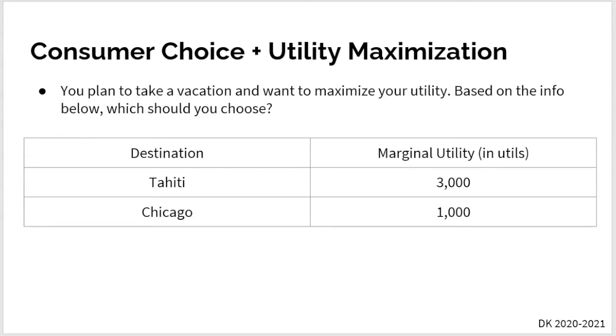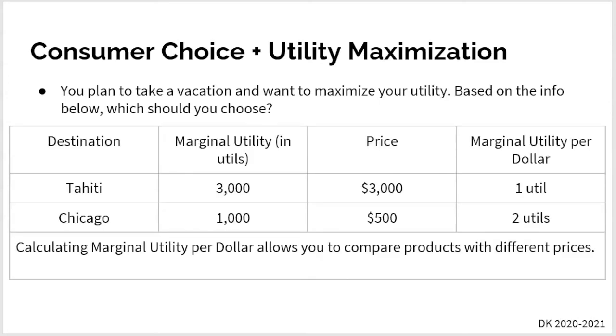Well, just looking at it at a broad glance, we want to say Tahiti because it's getting us 3,000 utils. We're getting 3,000 units of satisfaction from going to Tahiti compared to only 1,000 for Chicago. But there's a problem. These aren't like units. Tahiti and Chicago are 2 very different places. So how do we actually decide where to go? How do we actually use marginal analysis to determine which vacation spot will give us the most satisfaction?